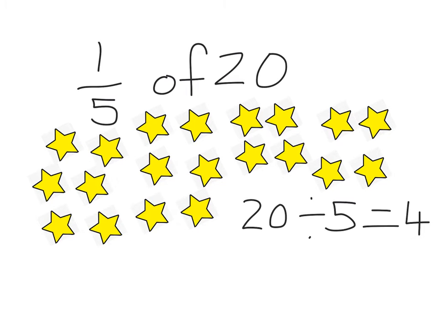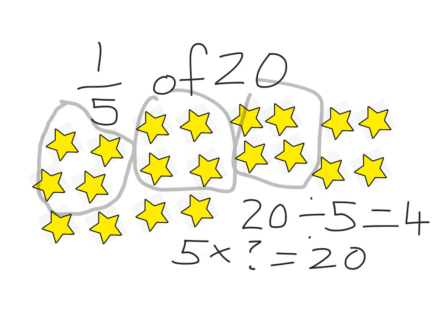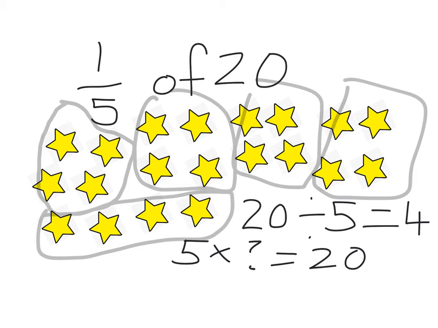If you're not sure, what you could do is change it into a multiplication problem. 20 divided by 5 is the same as saying 5 times what will give you 20. And knowing your multiplication facts, you'd know that 5 times 4 equals 20. So if we're finding 1/5 of 20, it's going to be finding 5 equal groups. So we've got 1, 2, 3, 4, 5 equal groups, and in each group there are 4.